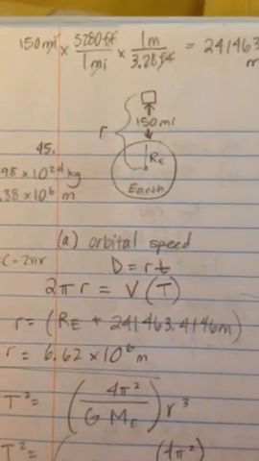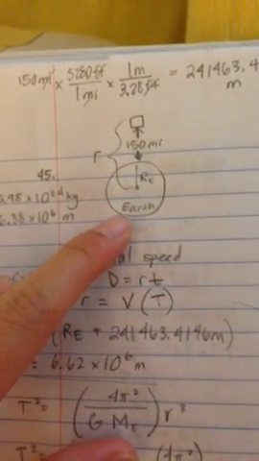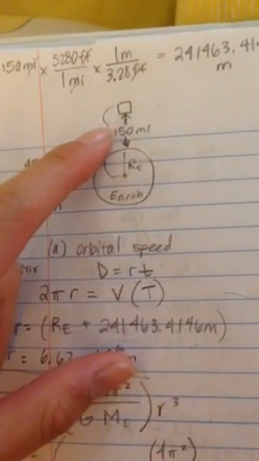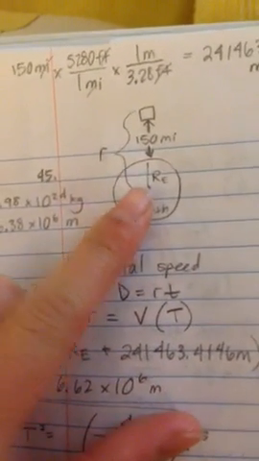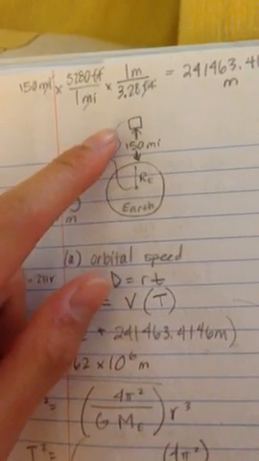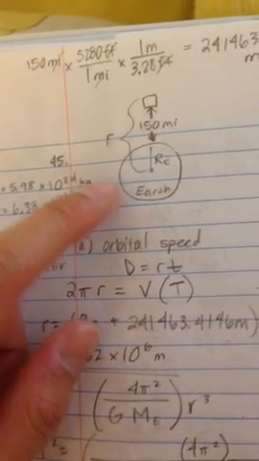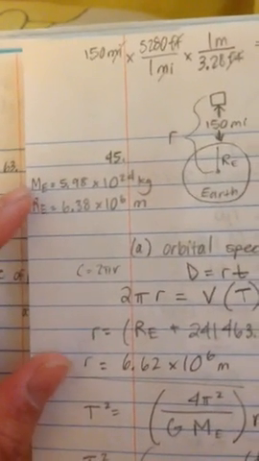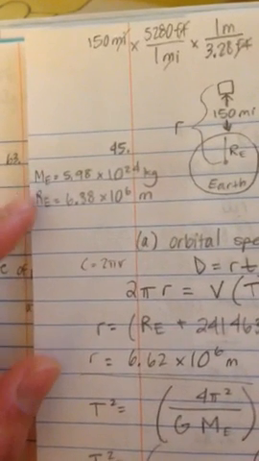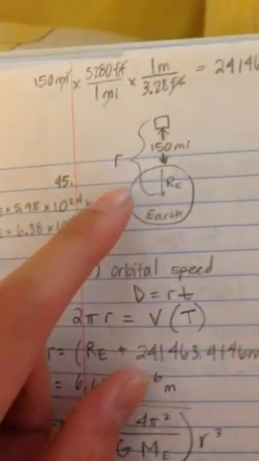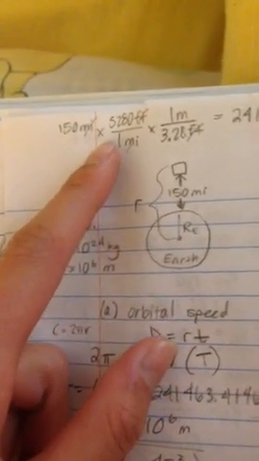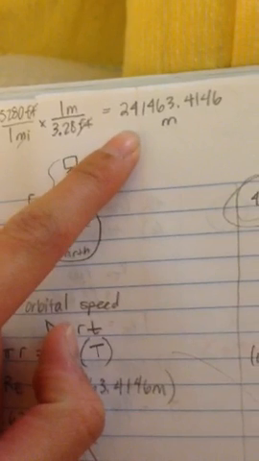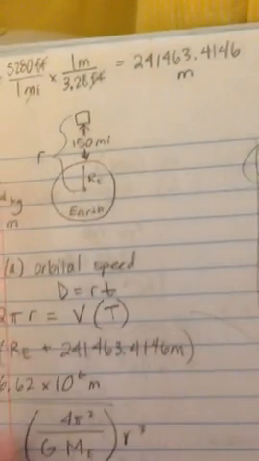So what I did here is I drew out my diagram, and I have Earth and then the satellite above it. I define lowercase r as the distance from the center of the satellite to the center of Earth, and then I wrote out what we already know, which is the mass of the Earth and the radius of the Earth. So to make this easier, I converted the 150 miles into meters up here, and I got this number.